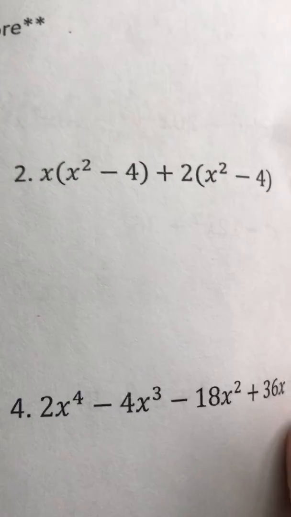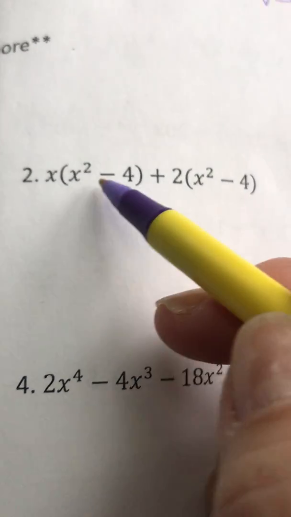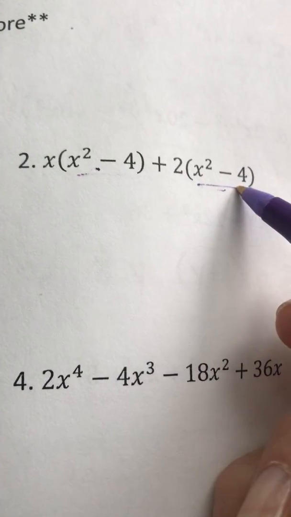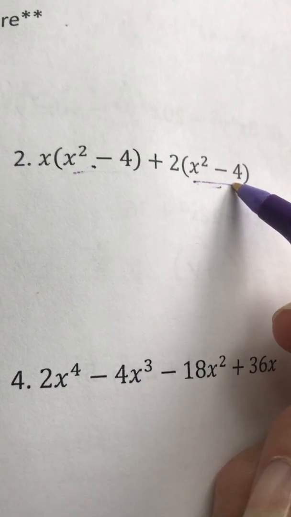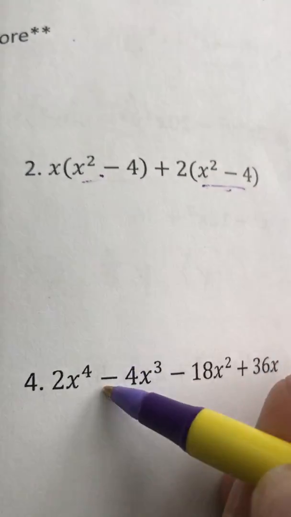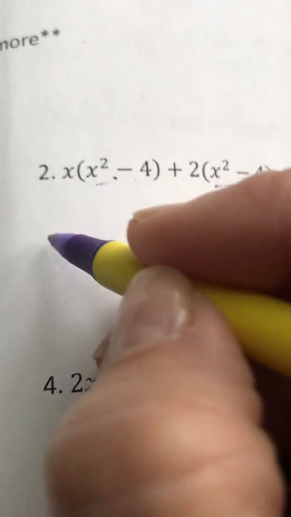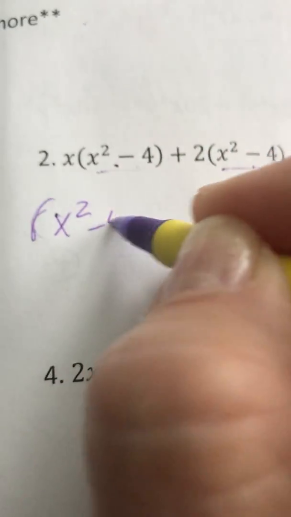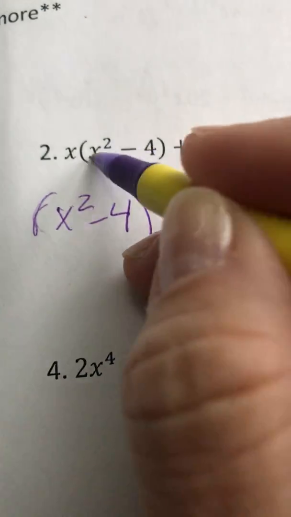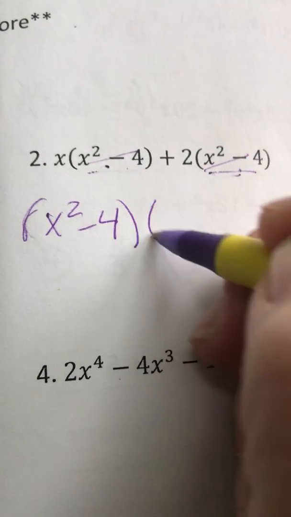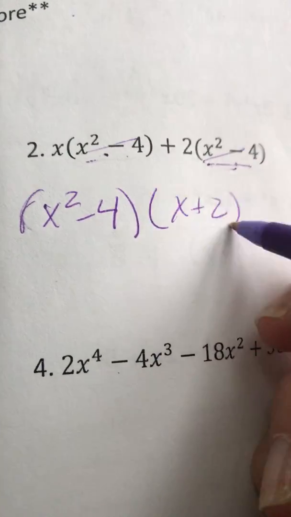All right, number 2, if you notice, number 2 kind of already looks like the second to last step of AC. You're seeing 2 binomial terms that are common. So if you're seeing 2 parentheses that are common, take it out. x squared minus 4. If you take that x squared minus 4 out, your other factor is x plus 2 from here.